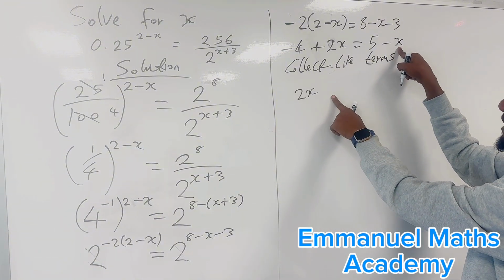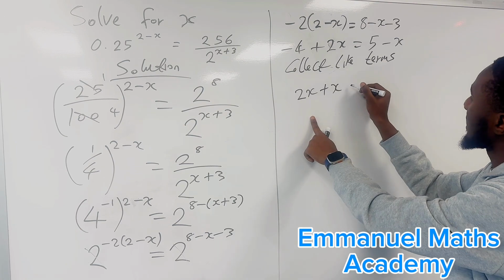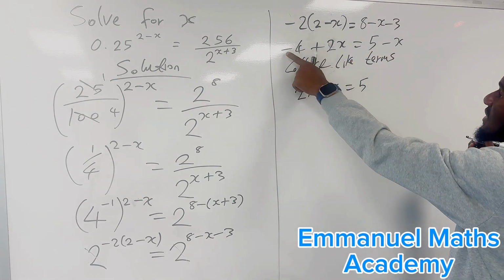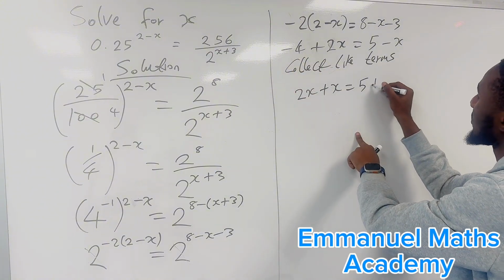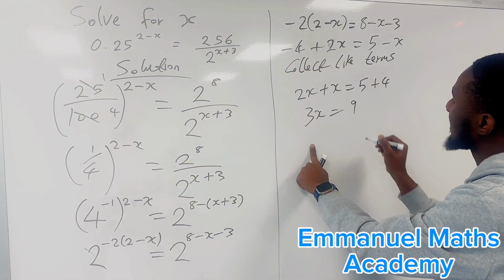This minus x will come to this side and the sign will change to addition. Plus x equal to, you have 5. This minus 4 will come to this side. The sign will also change to addition. You have plus 4. Here we have 3x equal to 9.